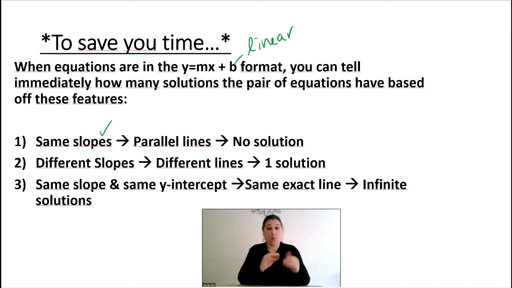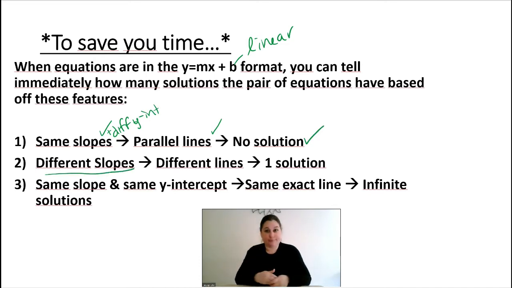Remember, same slopes means that they're parallel lines. If they're the same slopes and different y-intercepts, that means no solution. Different slopes means they're different lines, automatically one solution. Same slope and same y-intercept, exactly the same line, infinite amount. So this next slide has that flow chart that I was talking about.